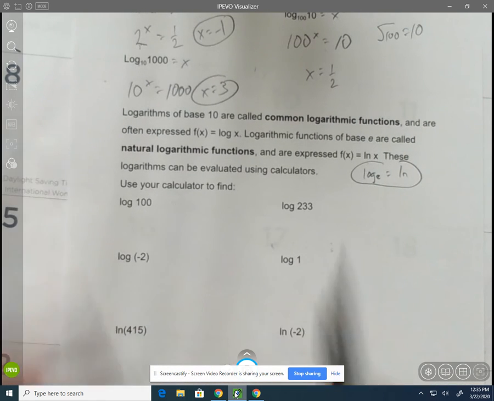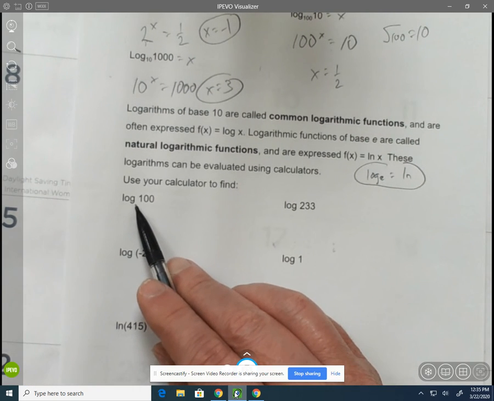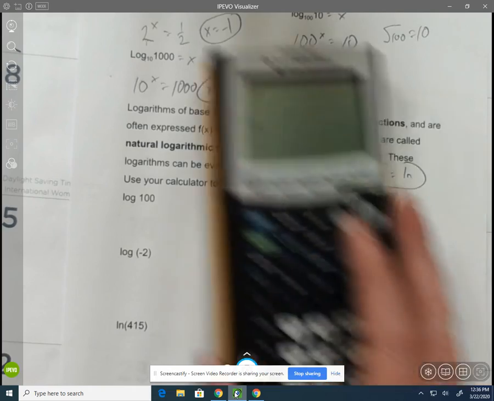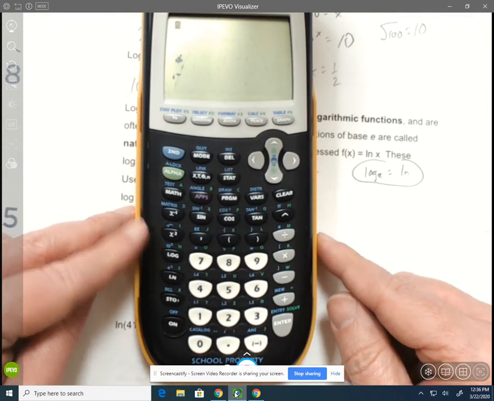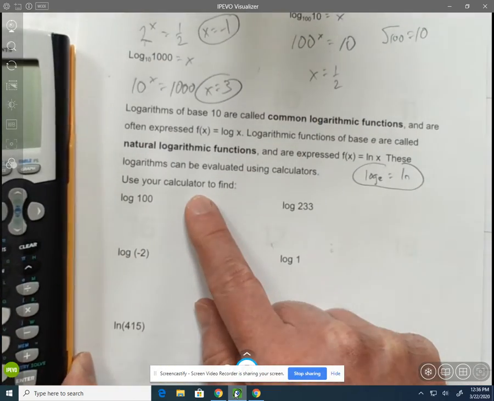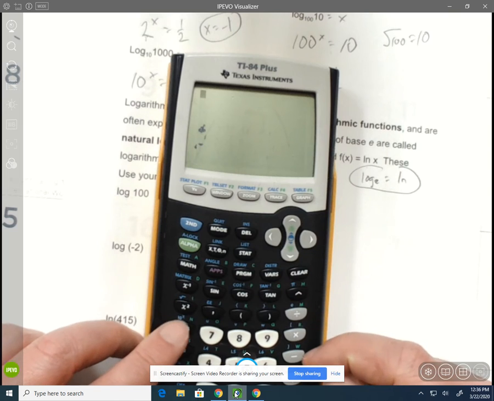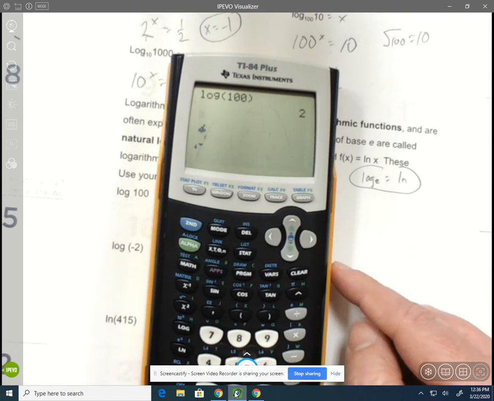So we can use your calculator to evaluate these. If you don't see a base, it's assumed to be a 10. And that's what your calculator does. When you use your graphing calculator, when you see this log button, it's doing log base 10. So to use your calculator to evaluate the log of 100, I simply type in log and 100, and I get 2.